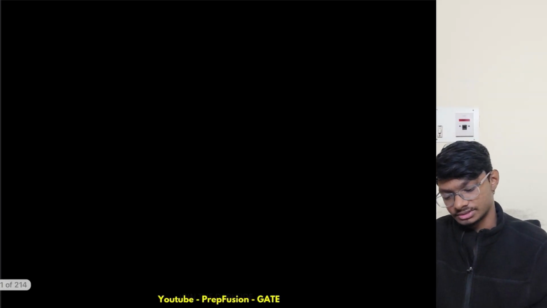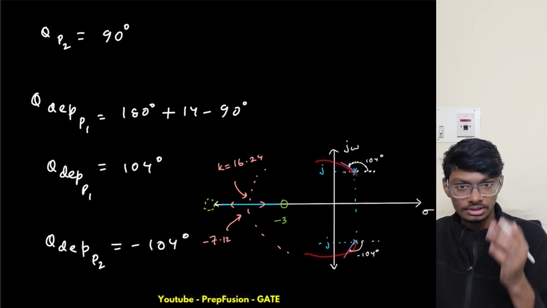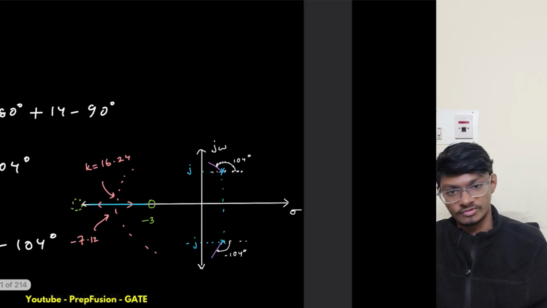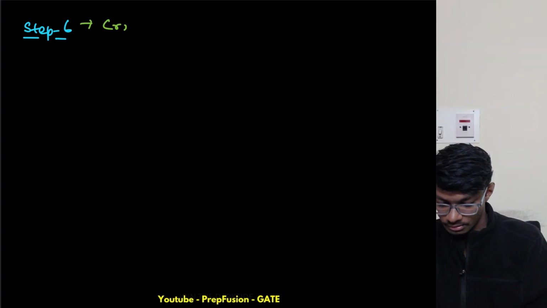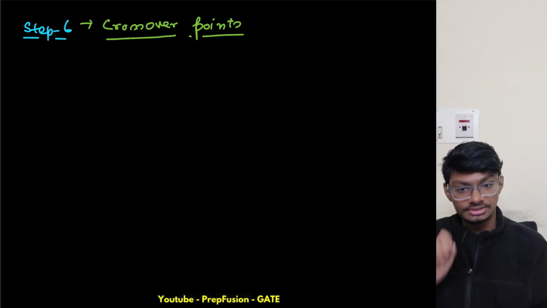Now what is step 6? It's the boring steps only, right? We have to find the crossover points, and here we have a valid crossover point because, as I'm observing, these branches will cross from the right-hand side to the left-hand side. So this time I will get a valid location of my crossover points. So my step 6 is crossover points.